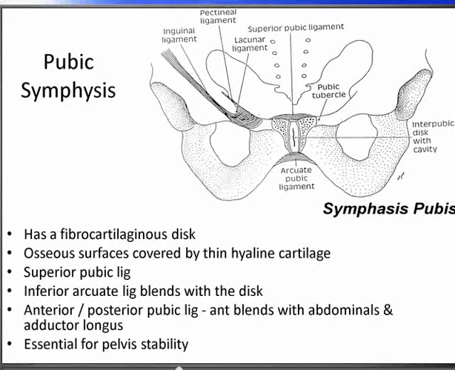So looking at this, one of the things that clinically is relevant is that the anterior and posterior portions of this joint, the ligaments, blend in with some of the abdominals and the adductor muscles. So we can influence this joint if there is instability here through strengthening the abdominal muscles and through strengthening the adductor girdle, the adductor longus in particular.